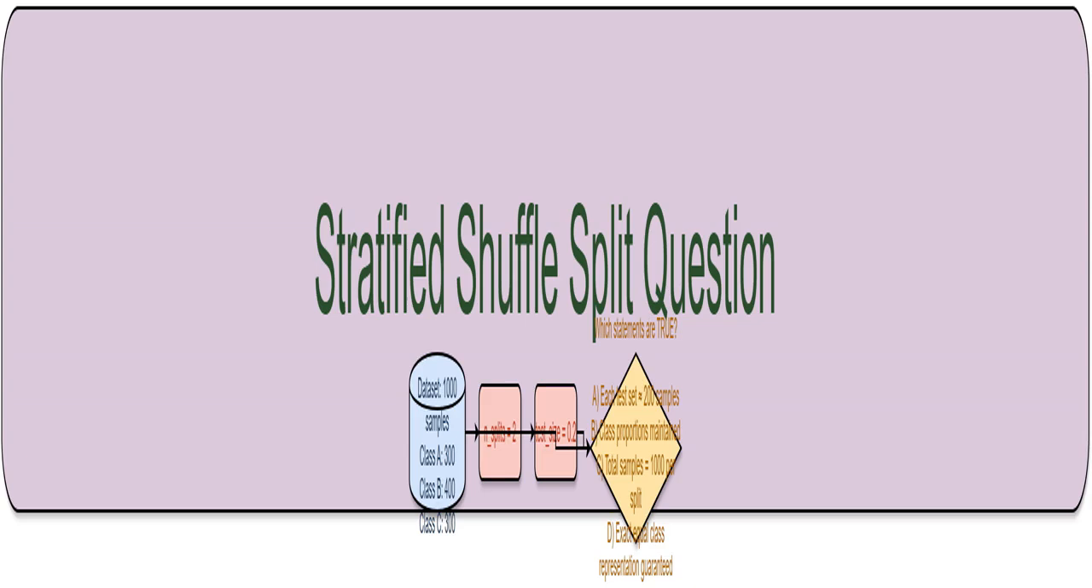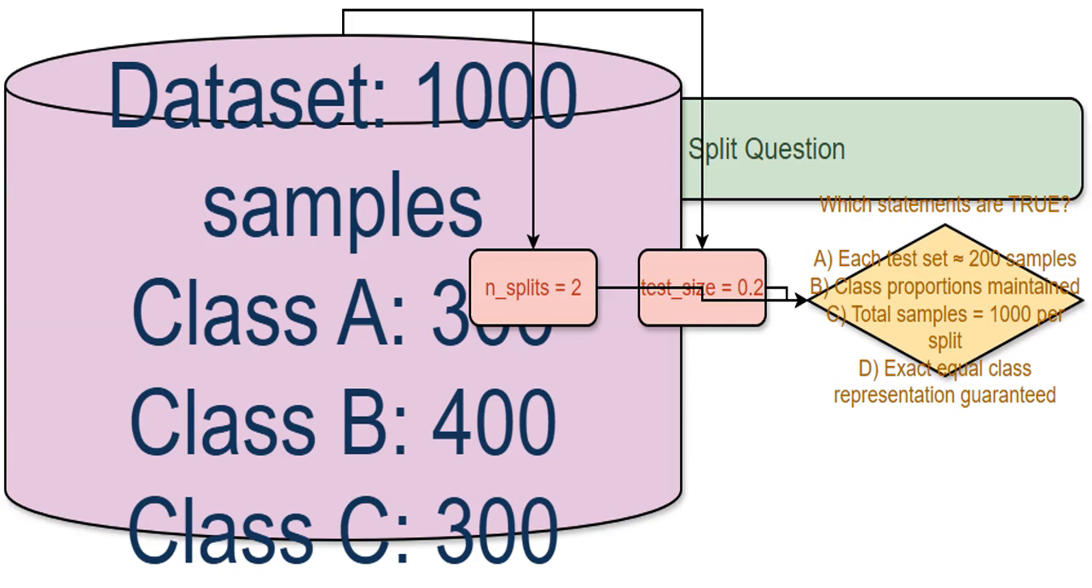This question tests your understanding of how StratifiedShuffleSplit works in scikit-learn. It focuses on how this function splits data while keeping the proportions of different classes similar in both training and testing sets. We have a dataset with 1,000 samples. These samples are divided into 3 classes, A, B, and C. Class A has 300 samples, Class B has 400, and Class C has 300.